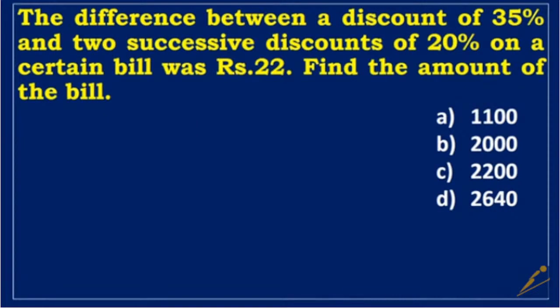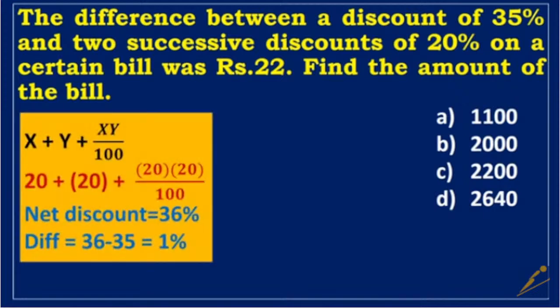The difference between a discount of 35% and two successive discounts of 20% on a certain bill was 22 rupees. Find the amount of the bill. To solve this problem, we must determine the effective percentage of two successive discounts of 20%. According to the effective percentage formula, the net percentage is 20 plus 20 plus 20 into 20 divided by 100. As a result, we obtain a net discount of 36%.